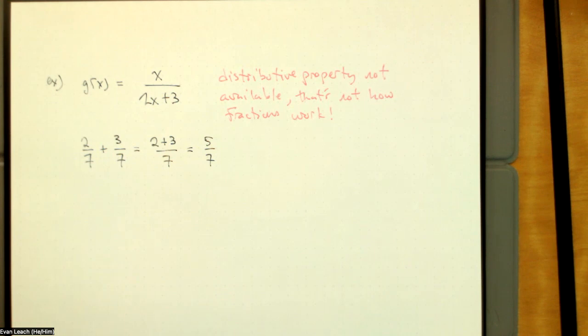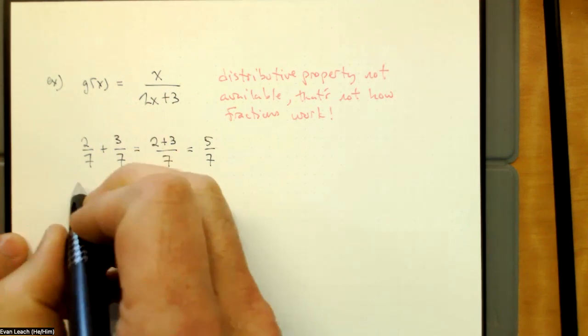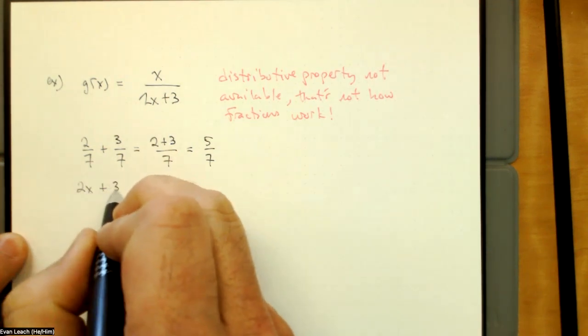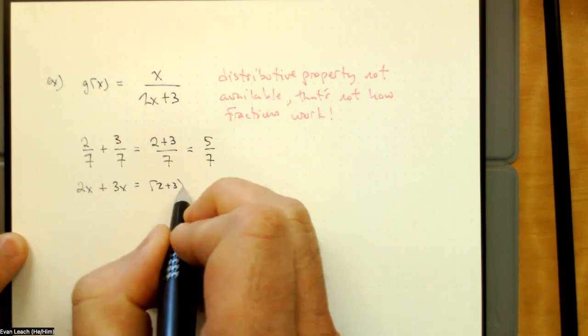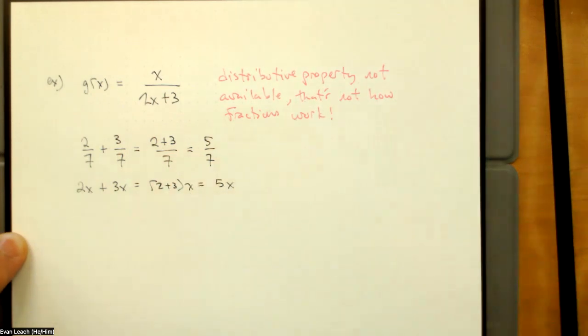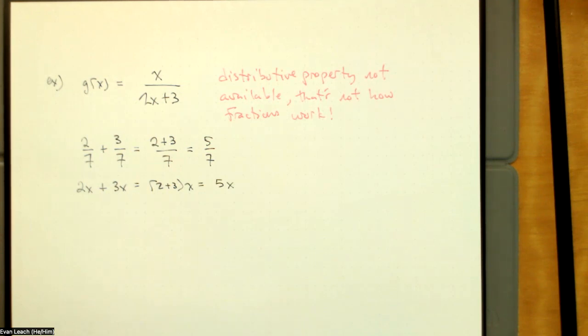We only add things that are the same, and when we add them, it doesn't change what they are. I have 2 of these things called 1/7, and then 3 of these things called 1/7. They are the same. That's why I can add them and have 5 of these things called sevenths. Just like 2x plus 3x is 5x. 2x plus 3x is 2 plus 3 x, or 5x. We only add things that are the same, and when we add them, it doesn't change what they are. 2x plus 3x is 5x.